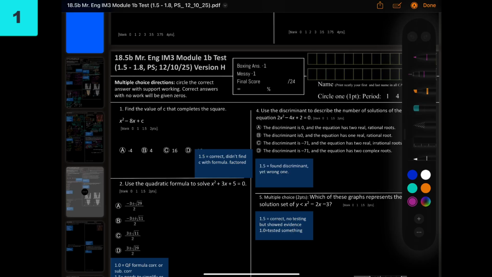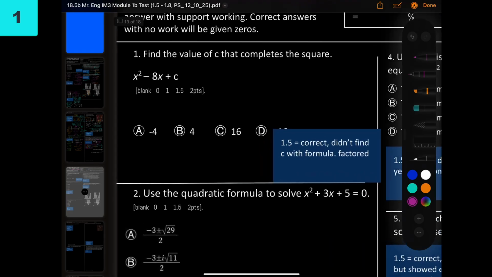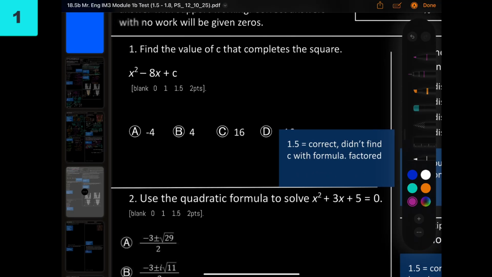Hey guys, let's go over the Module 1B test. This is version H, December 10th, 2025, quadratics. Find the value of C that completes the square. So this formula is C equals (B over 2) squared.